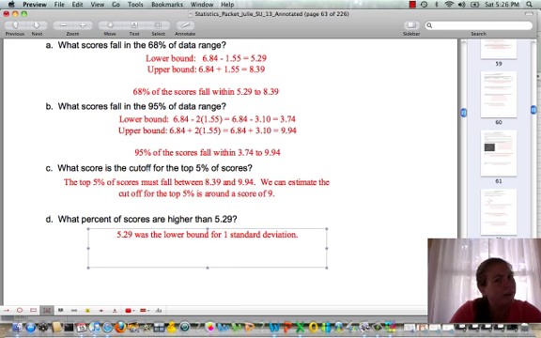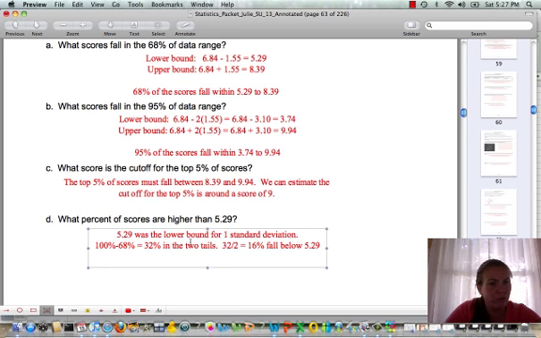So we have to do a little bit of reasoning here. If we know that's the lower bound, we know that 68% fall in the middle, so we've got to figure out how much fall below. So if we say 100% minus 68%, that leaves us with 32% in the 2 tails. So that means half of that, or 32 divided by 2 equals 16%, fall below 5.29. Does that make sense?